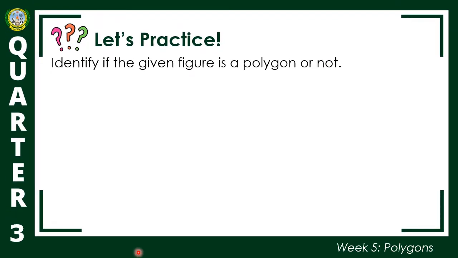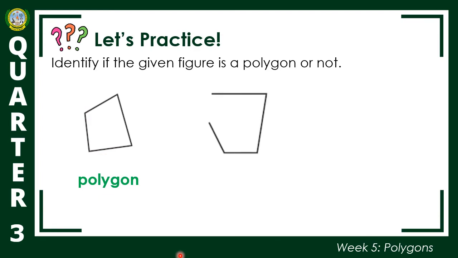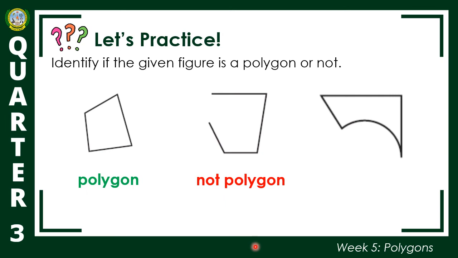So now let us practice identifying the given figure if it is a polygon or not. First figure, okay, it is a polygon since it is closed and all the sides are straight segments. How about the second figure? Okay, it is not a polygon since two segments are not connected to each other. Okay, it is not closed. How about the third? Correct. The third figure is also not a polygon since it has a curved segment here.